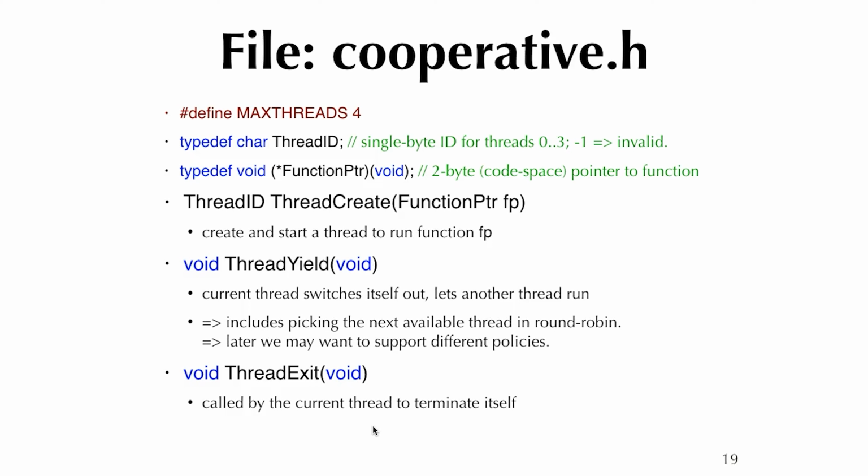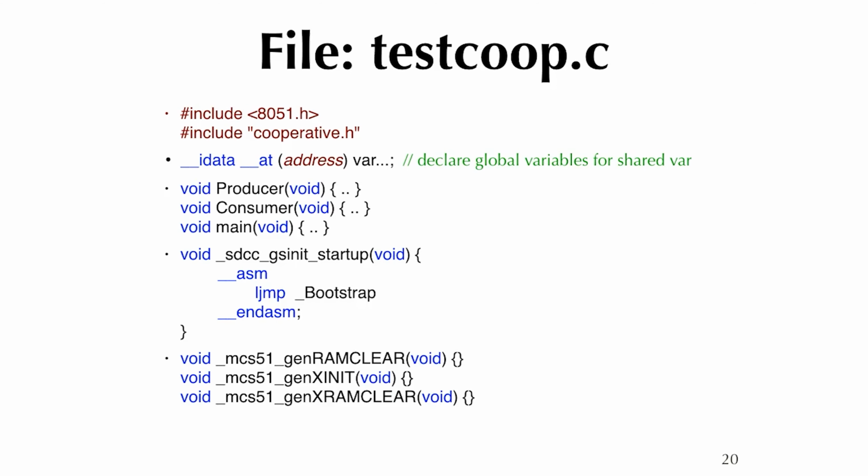No, exit means the thread just is done. It doesn't want to continue anymore, so it gets recycled. Yield means it still wants to continue running. Yeah, this is the same semantics as pthreads, pretty much.